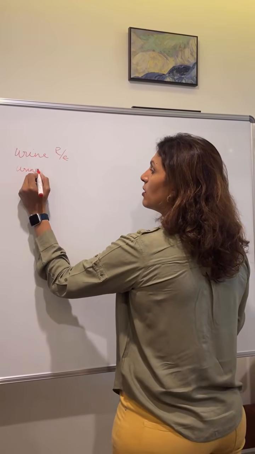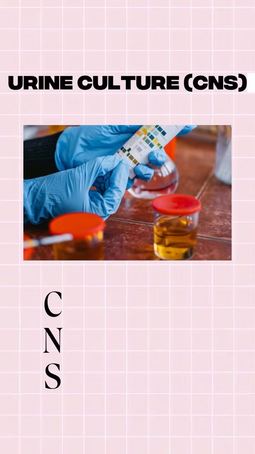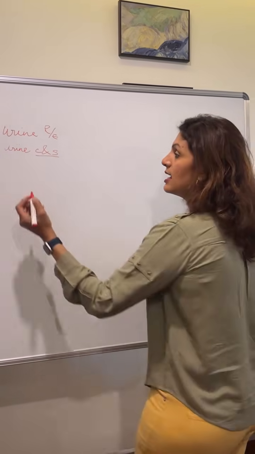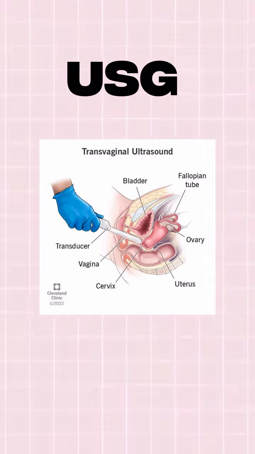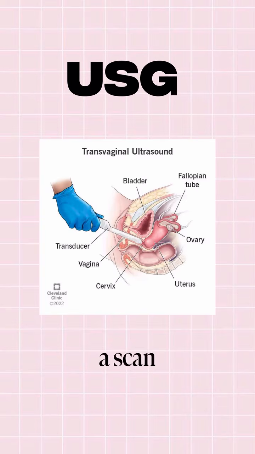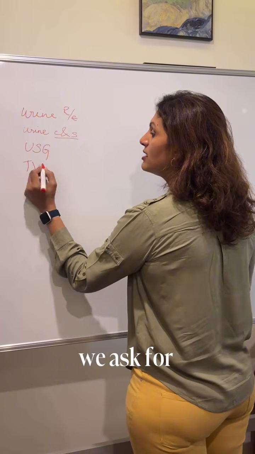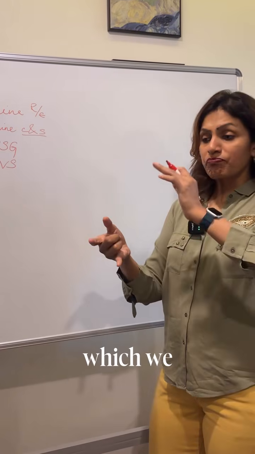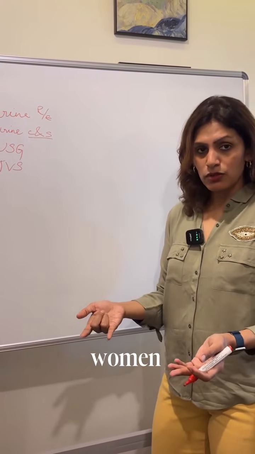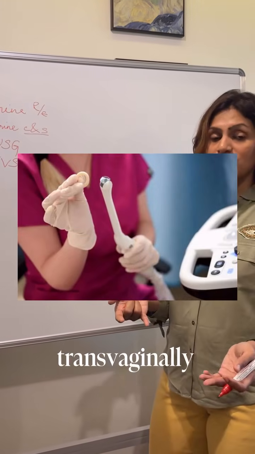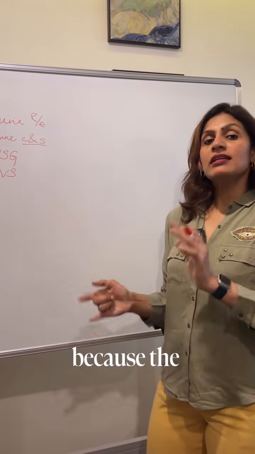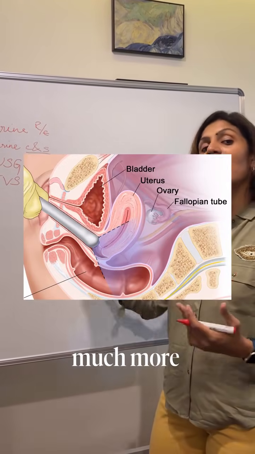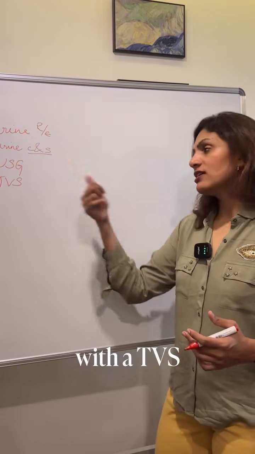The second is called a urine culture. C&S stands for culture and sensitivity, when we suspect an infection which requires antibiotics. Then in this, USG is nothing but what's called a scan. And in scan, when we ask for a TVS, it's a transvaginal scan, which we ask only sexually active women to do, because the probe is put transvaginally, painlessly. And because the probe is much nearer to the organs like the uterus and the bladder, we get much more clarity of what's happening there with a TVS.